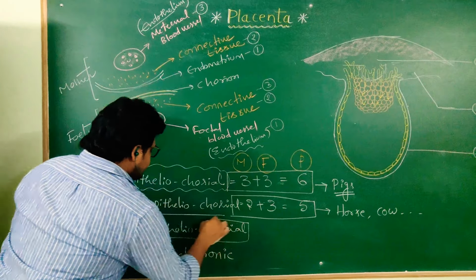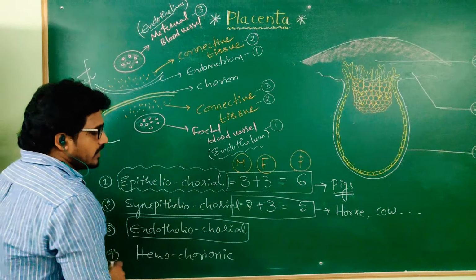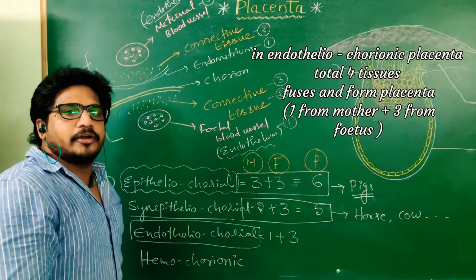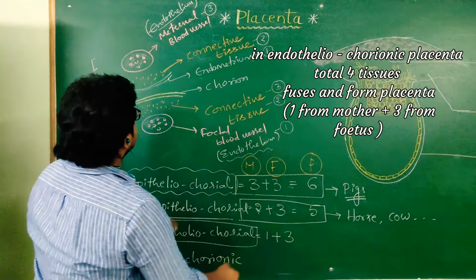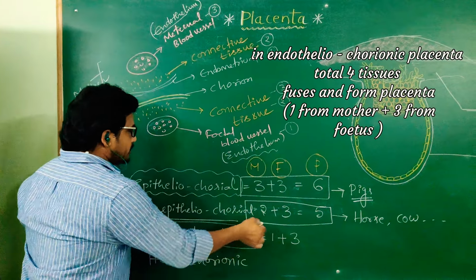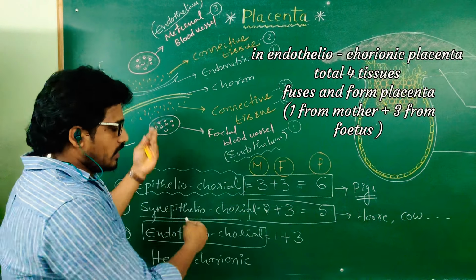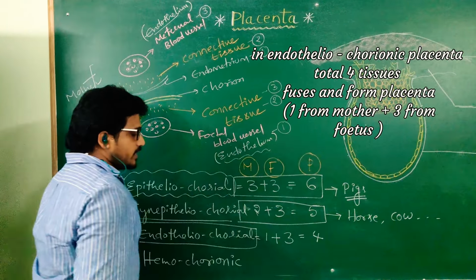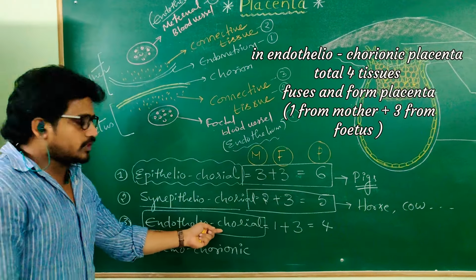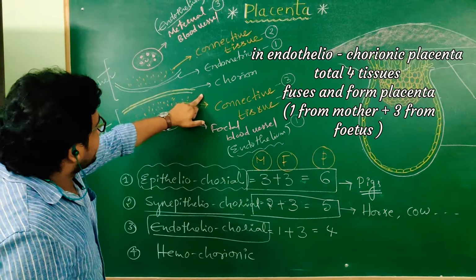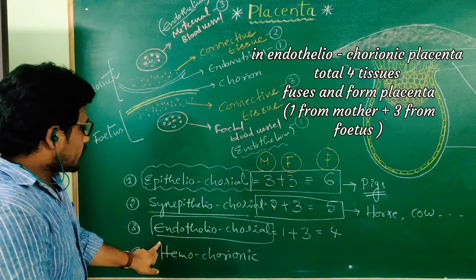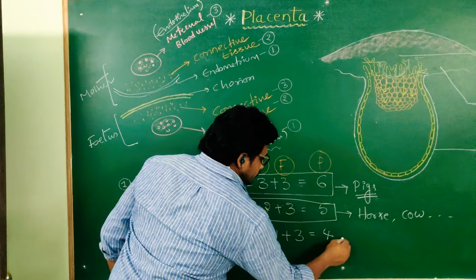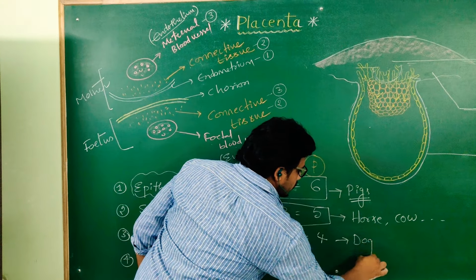Now the other type, endotheliochorial placenta. In endotheliochorial placenta, 1 plus 3. How many maternal parts are contributing in the placenta? Only 1, that is the blood vessel. And the rest of the 3 parts in the fetus are connecting with each other. So the total tissues in the placenta is 4. That is called endotheliochorial placenta. Here the chorion is directly contacting the endothelium. That's why it is called endotheliochorial placenta. Understand? Here the example is dog.